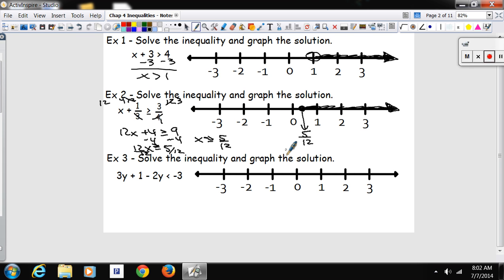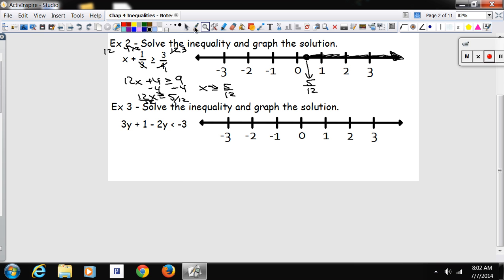Number 3 down here, you're going to just do your couple of steps to solve. You're going to do your combining like terms. 3y minus 2y is just 1y. Plus 1 is less than negative 3. Subtract 1 on both sides. You get y is less than negative 4.